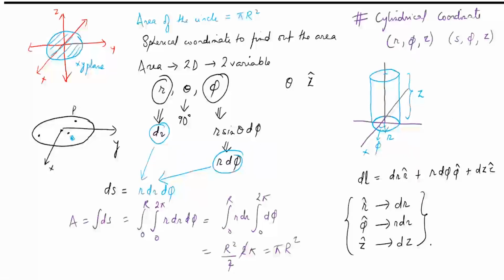If you integrate this, you will get the integral from 0 to r of r square dr, the integral from 0 to 2 pi of d phi, and the integral from 0 to pi of sine theta d theta. If you integrate this, you will get 4/3 pi r cube. That is the volume of a sphere.